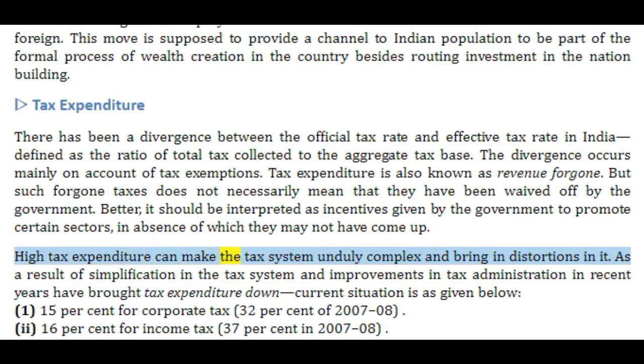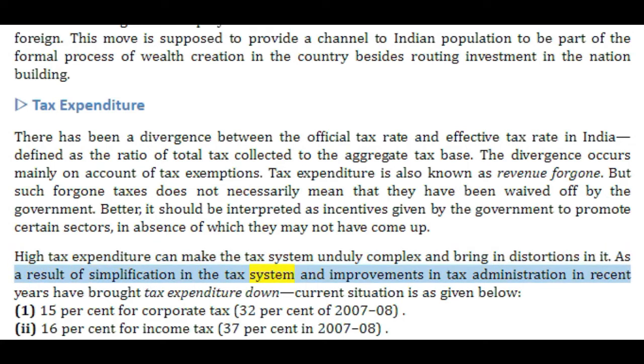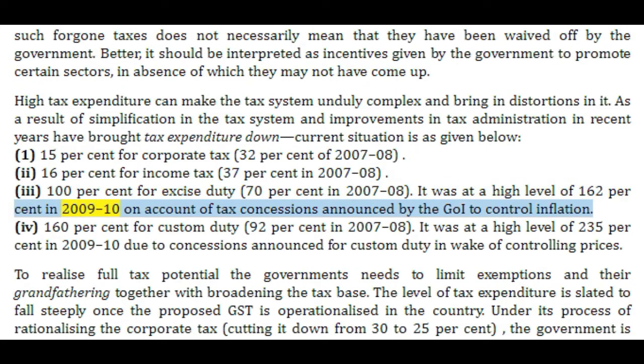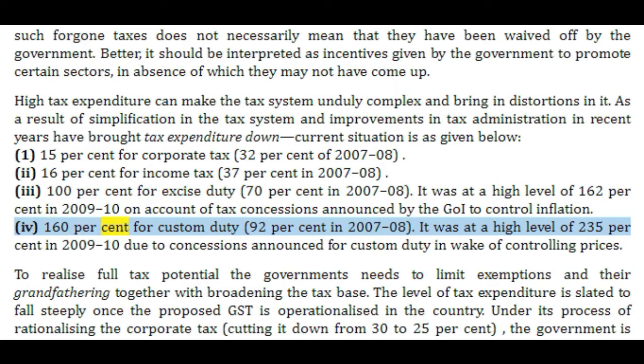High tax expenditure can make the tax system unduly complex and bring in distortions in it. As a result of simplification in the tax system and improvements in tax administration in recent years, tax expenditure has come down. Current situation is as given below. 1. 15% for corporate tax, 32% in 2007-08. 2. 16% for income tax, 37% in 2007-08. 3. 100% for excise duty, 70% in 2007-08. It was at a high level of 162% in 2009-10 on account of tax concessions announced by the GOI to control inflation. 4. 160% for customs duty, 92% in 2007-08.